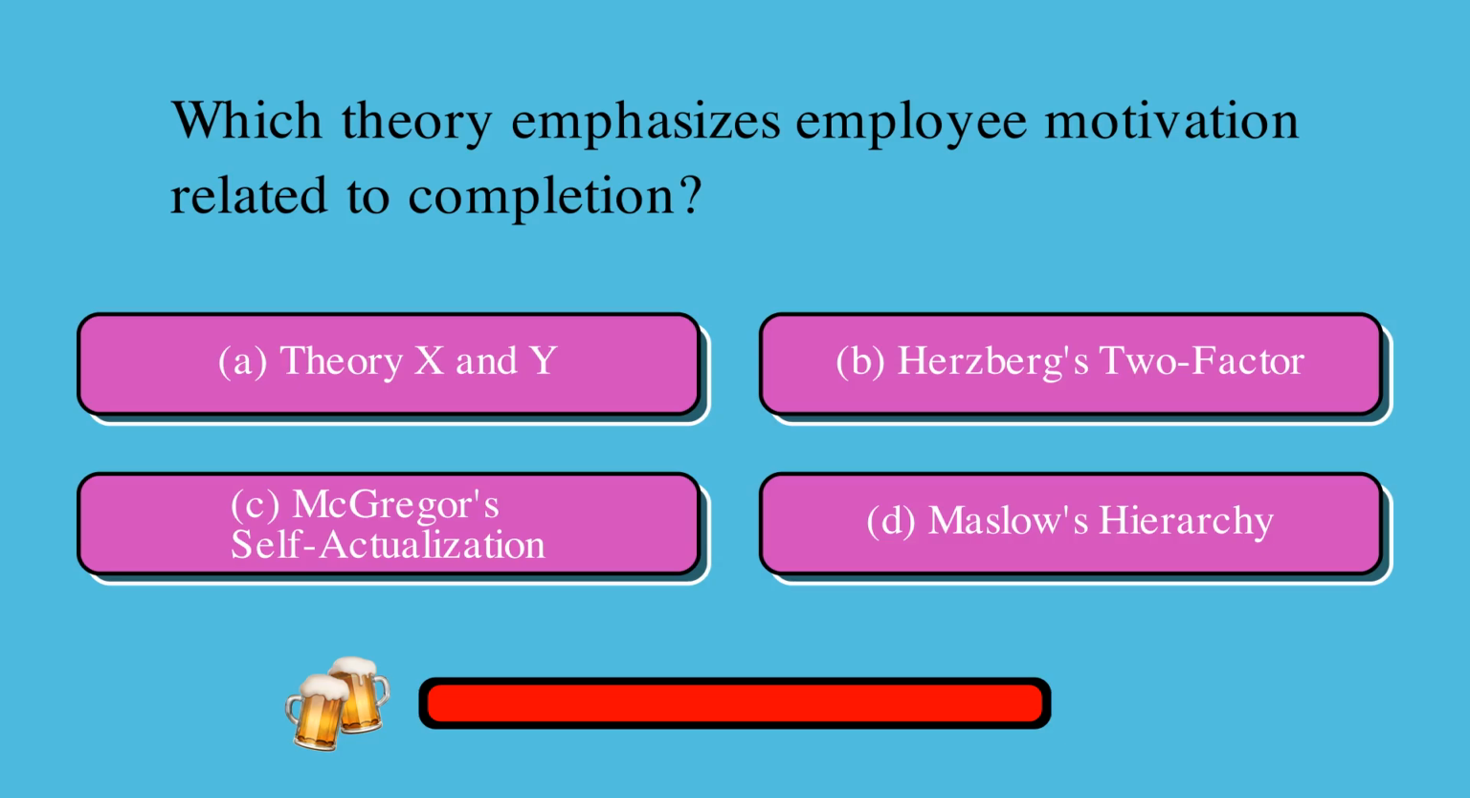Which theory emphasizes employee motivation related to completion? Is it A, theory X and Y, B, Herzberg's two-factor, C, McGregor's self-actualization, or D, Maslow's hierarchy? The correct answer is A, theory X and Y.